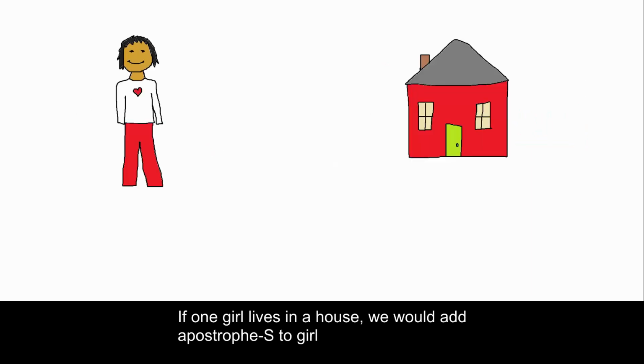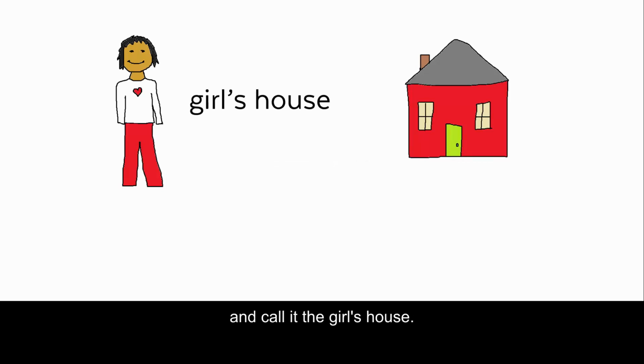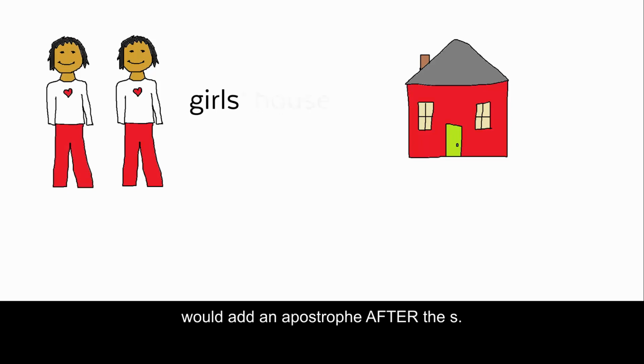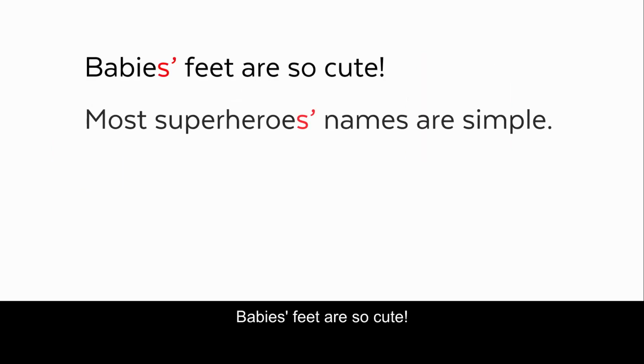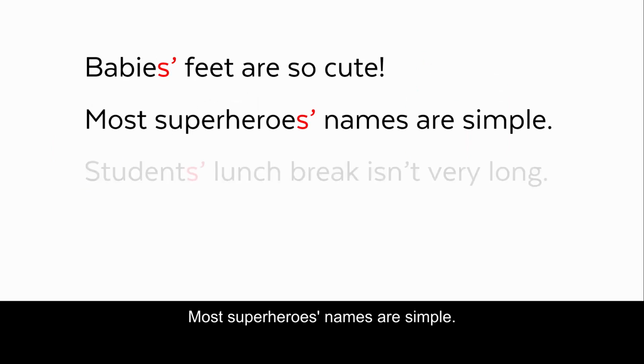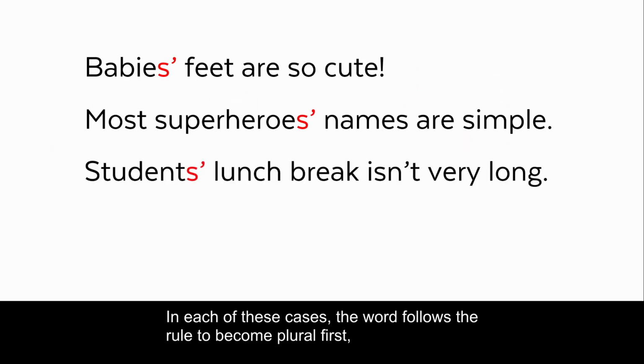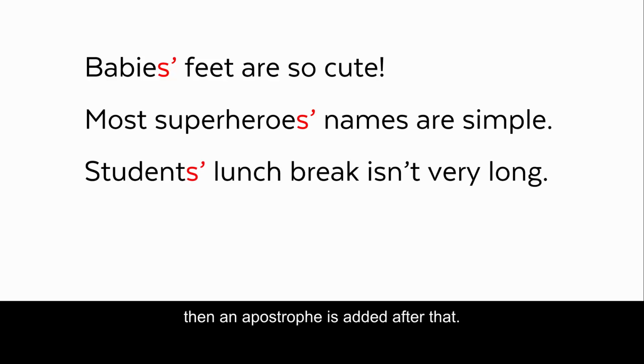Now, what if a word is possessive and plural? If one girl lives in a house, we would add apostrophe S to girl and call it the girl's house. But if 2 girls live there, we would start by adding the S to make it plural. Then we would add an apostrophe after the S. Here are a few more examples. Babies' feet are so cute. Most superheroes' names are simple. Students' lunch break isn't very long. In each of these cases, the word follows the rule to become plural first, then an apostrophe is added after that.